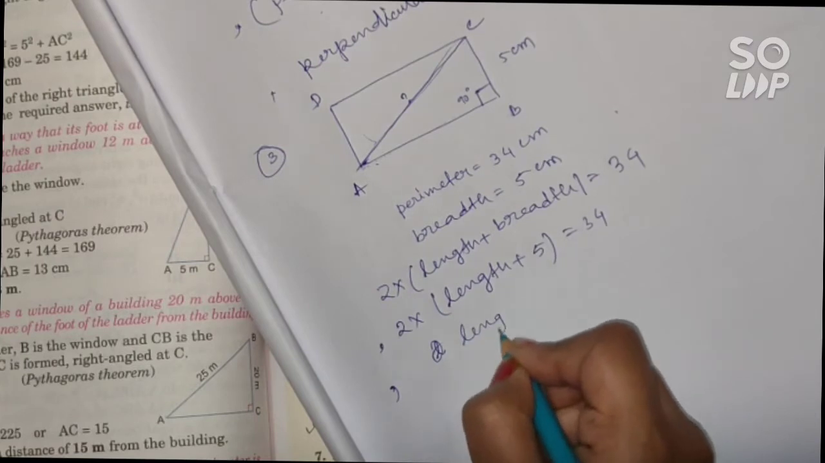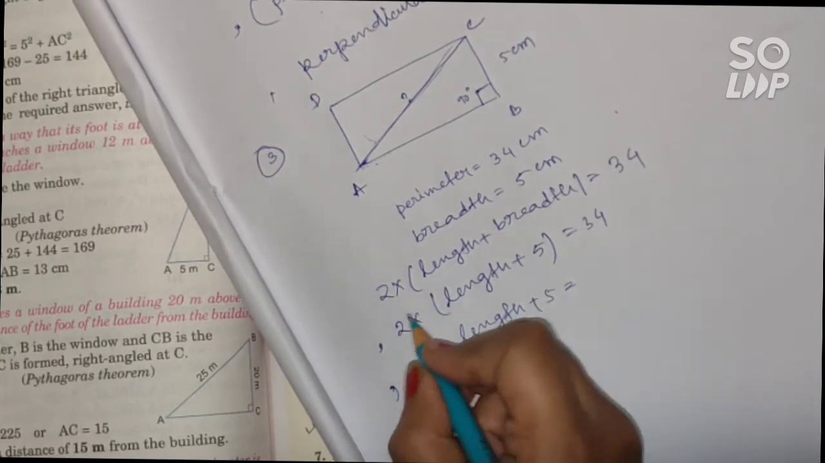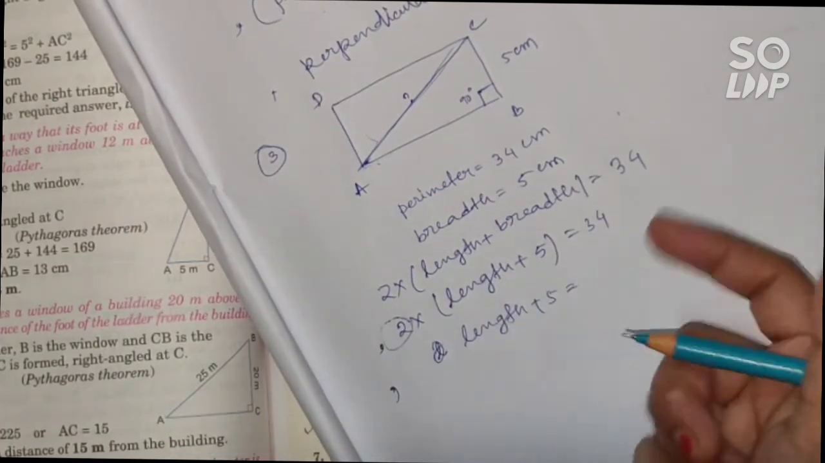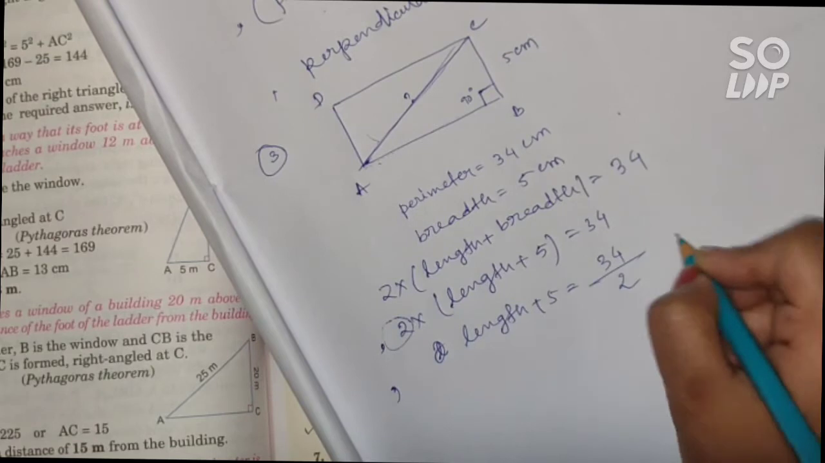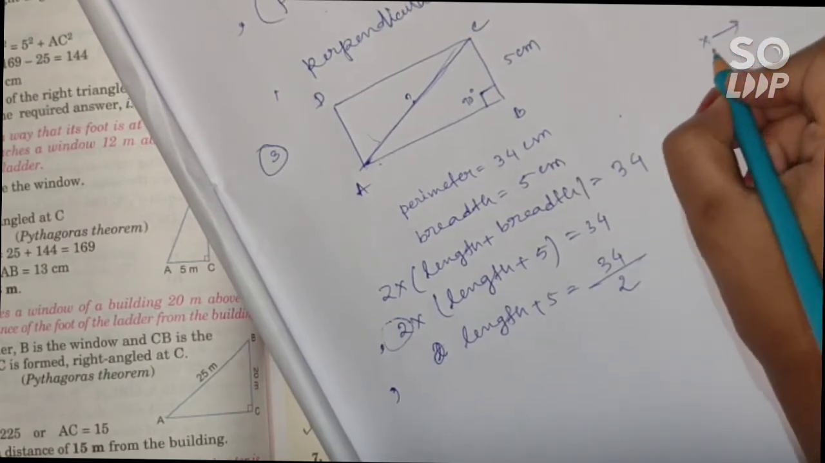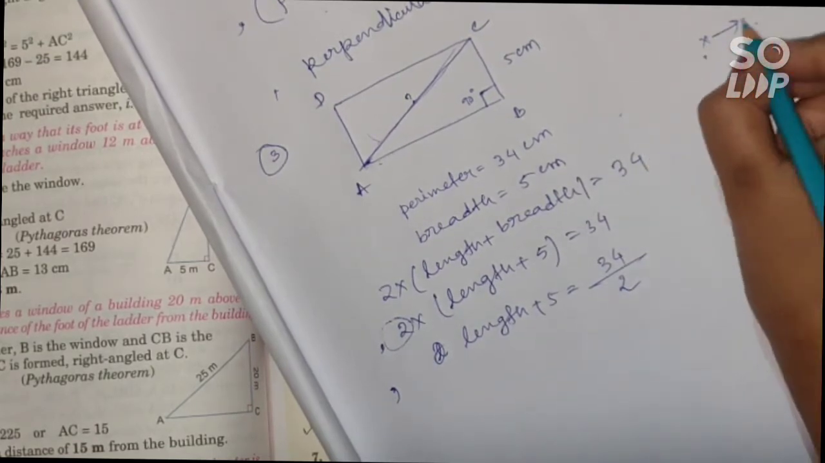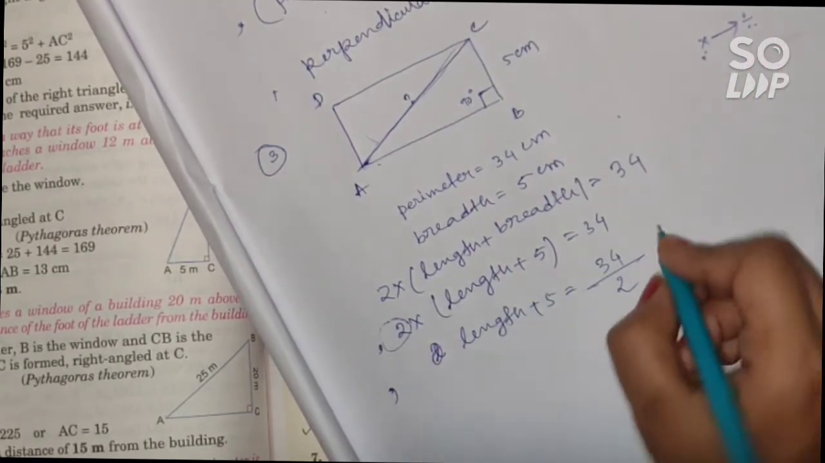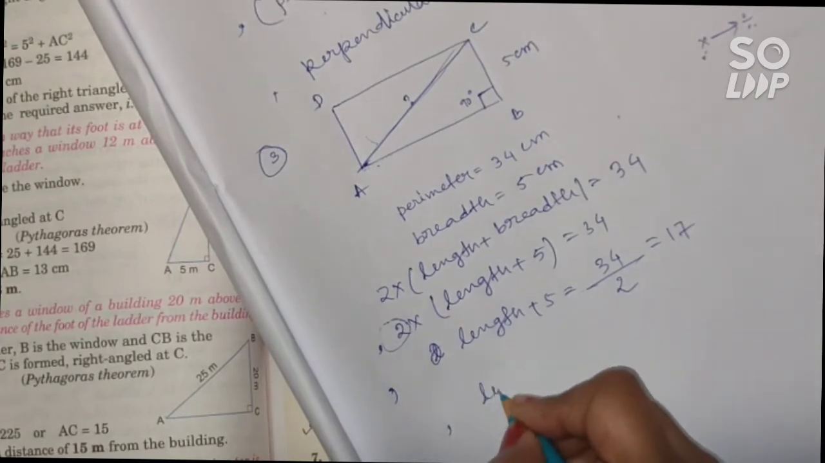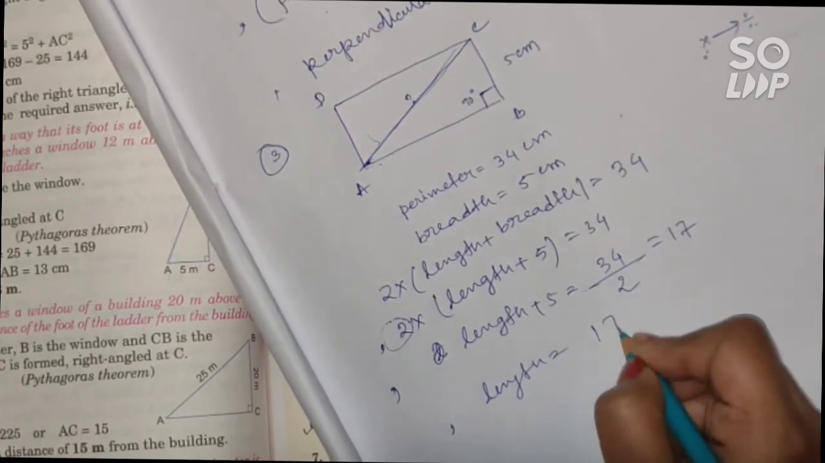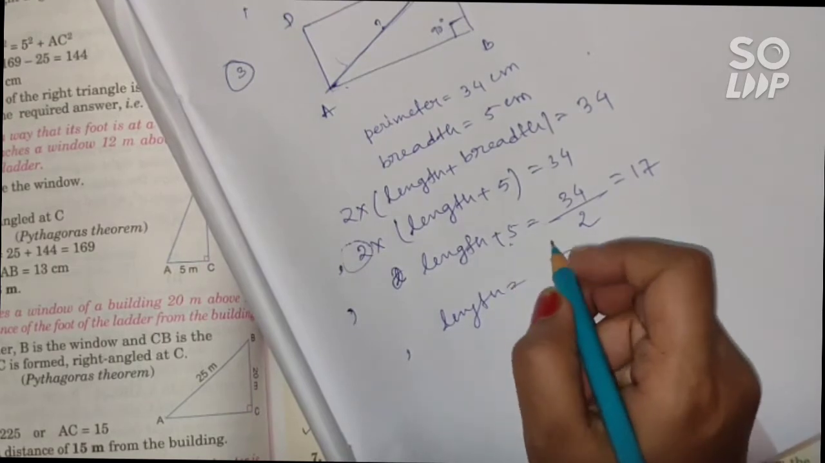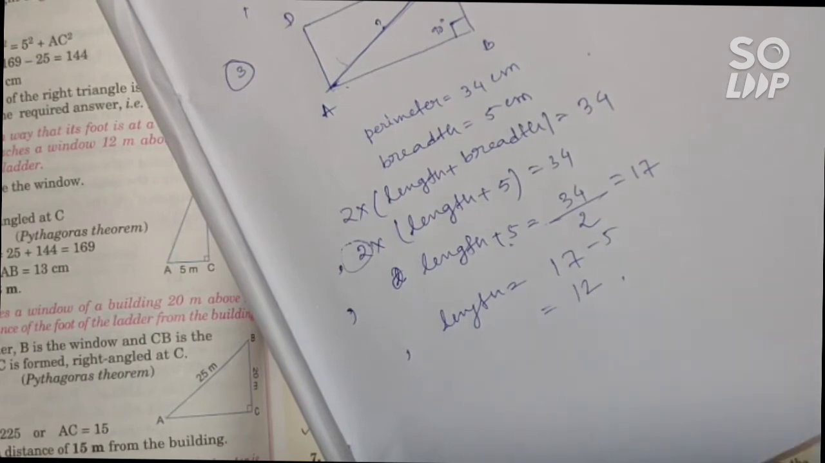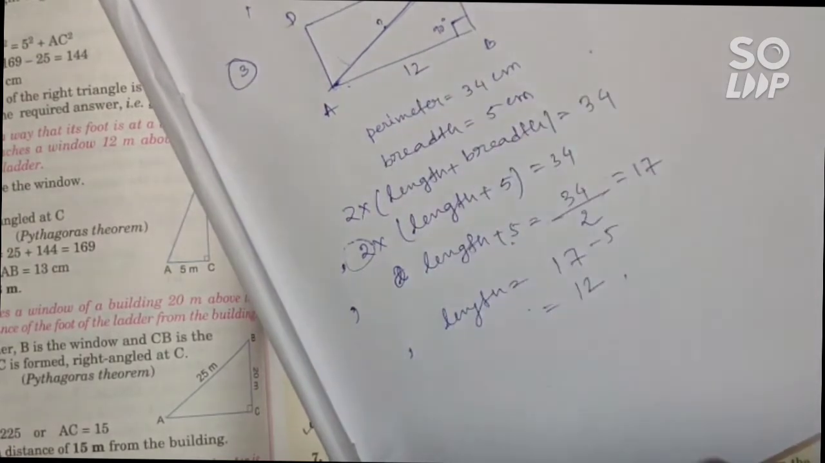So length plus 5. If you shift these two from left to right, this will be divide. So 34 divided by 2. If you shift into from left to right, this into becomes divide. That's why 34 divided by 2 is equal to 17. So length becomes, now if you shift plus 5 from left to right, this will be minus 5. 17 minus 5, so this is equal to length 12. Length is 12.